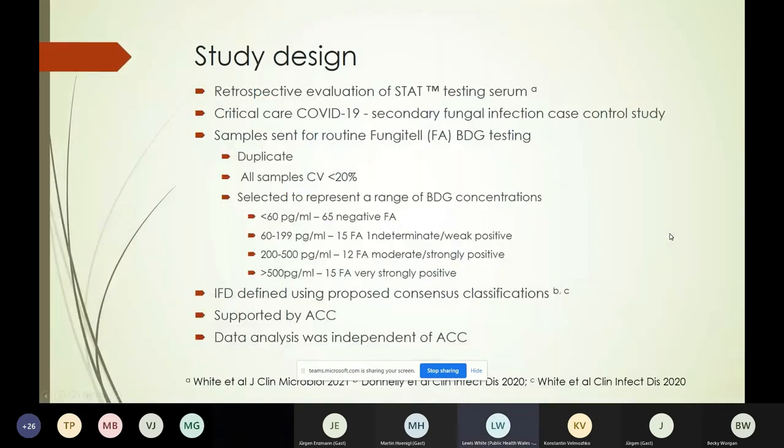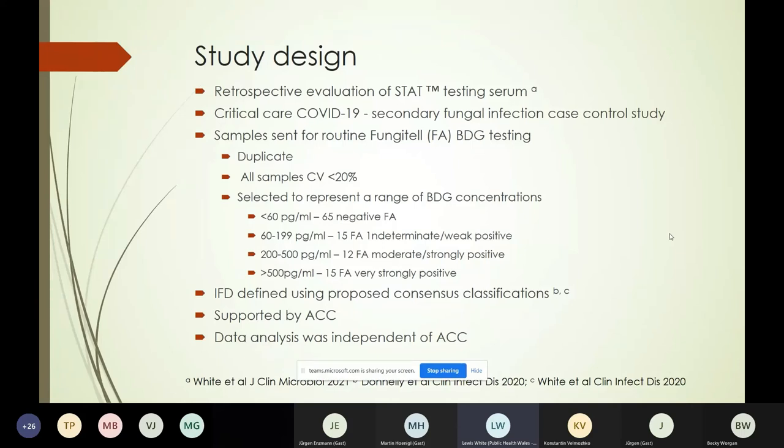So we then performed a study to look at the performance of the STAT assay, with the idea that it could be used going through the pandemic, through the additional waves of COVID-19, and that this assay could be tested in other centres. And so we performed a retrospective evaluation of critical care COVID-19 patients with or without secondary invasive fungal disease. So it was a retrospective case control study. Samples were originally sent for Fungitell testing as part of routine. They were tested in duplicate, and all samples had a coefficient of variation of less than 20%. Samples were selected on their initial BDG concentration, and this was blinded to the case definition in regards to fungal disease.